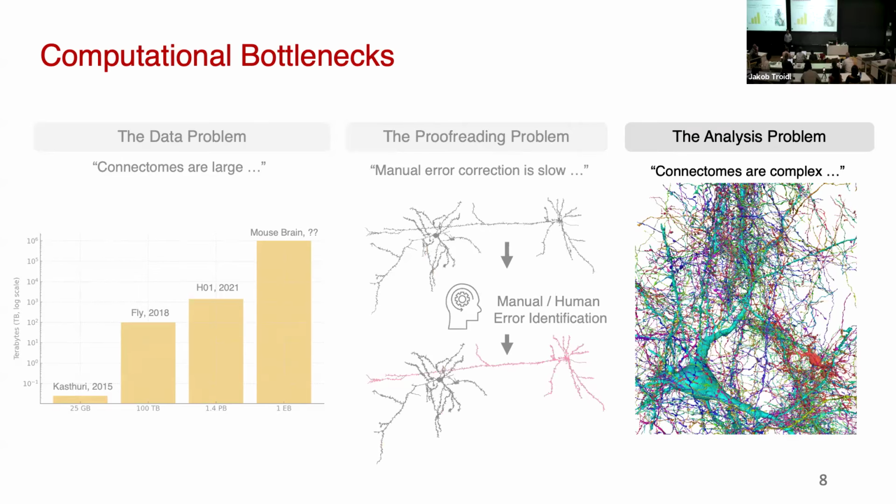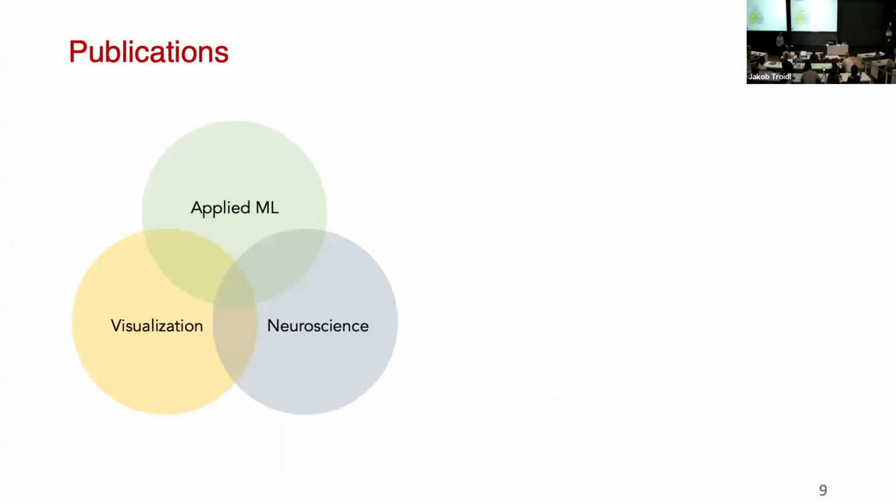And finally, the third problem that I want to highlight is the analysis problem. And that is, in simple terms, connectomes are very complex. So even if you have a fully accurately reconstructed connectome, it is very challenging to extract meaningful insight just from looking at the circuit architecture, and that also requires work.